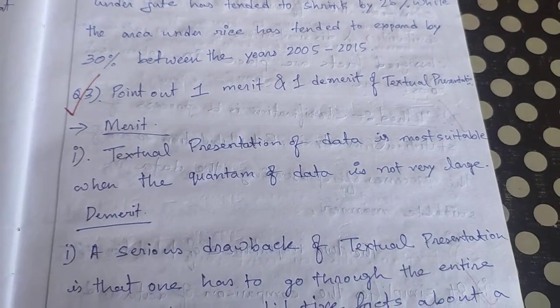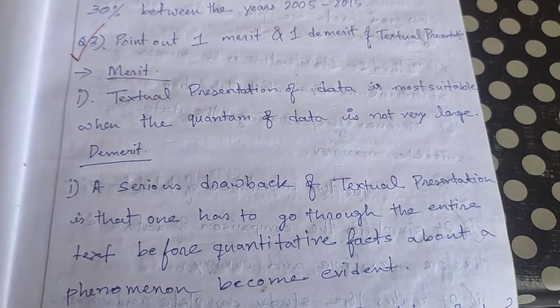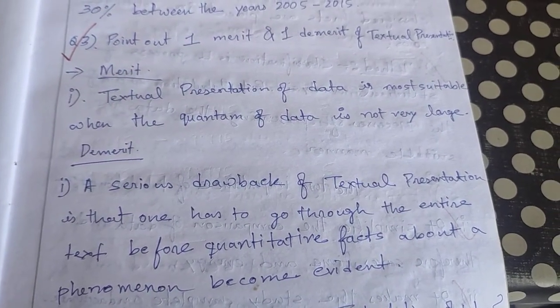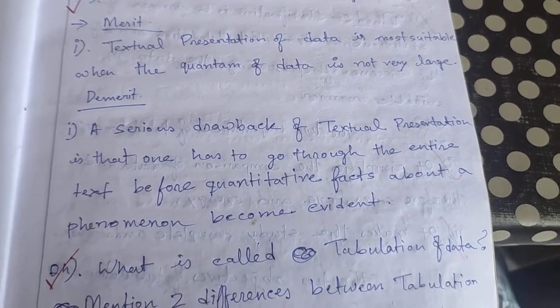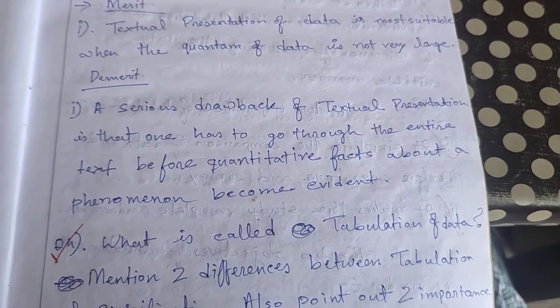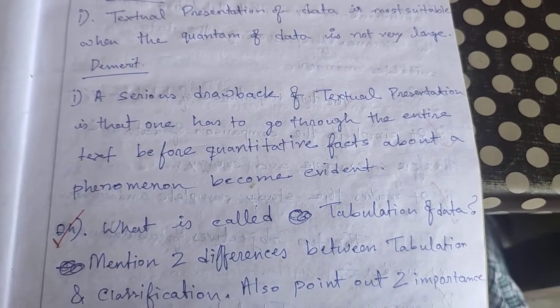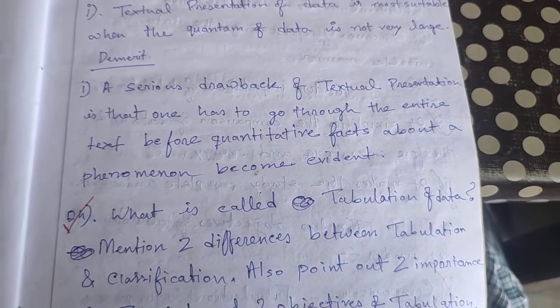Next question দেখো, question number 3, point out one merit and one demerit of textual presentation. So one merit দেখো, number 1, textual presentation of data is most suitable when the quantum of data is not very large. A demerit দেখো, number 1, the serious drawback of textual presentation is that one has to go through the entire text before quantitative facts about a phenomenon become evident.